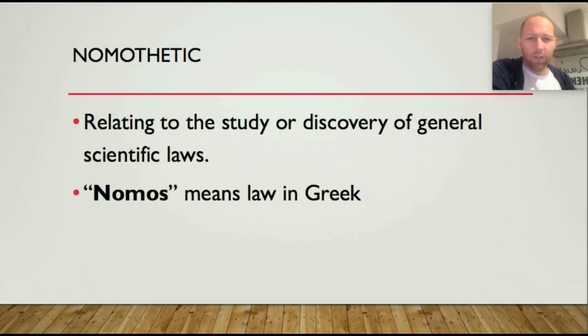The nomothetic approach then is the opposite of that. It's about conducting tests on large numbers of people and drawing nomos, which means law, drawing laws about them. So a classic example would be something like Skinner's law of operant conditioning, or his laws of learning, I should say. Operant conditioning applies to all people at all times.